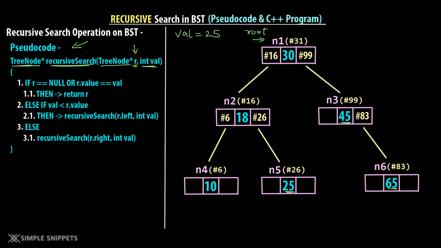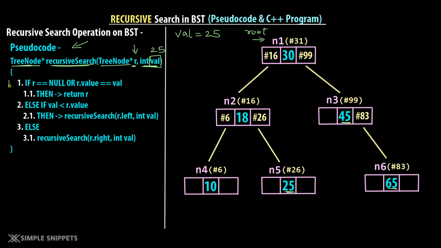So tree node star r is nothing but a pointer which will point to the current tree node, because recursively we will traverse the tree, right? So every time the current node value will change and that will be pointed by this r pointer. And the reason why I'm saying pointer is because in C++ we are going to use the concept of pointers to traverse the entire tree. And the second argument is nothing but the value that we are searching for. Okay, so this is going to be fixed. It is going to be 25 as I mentioned.